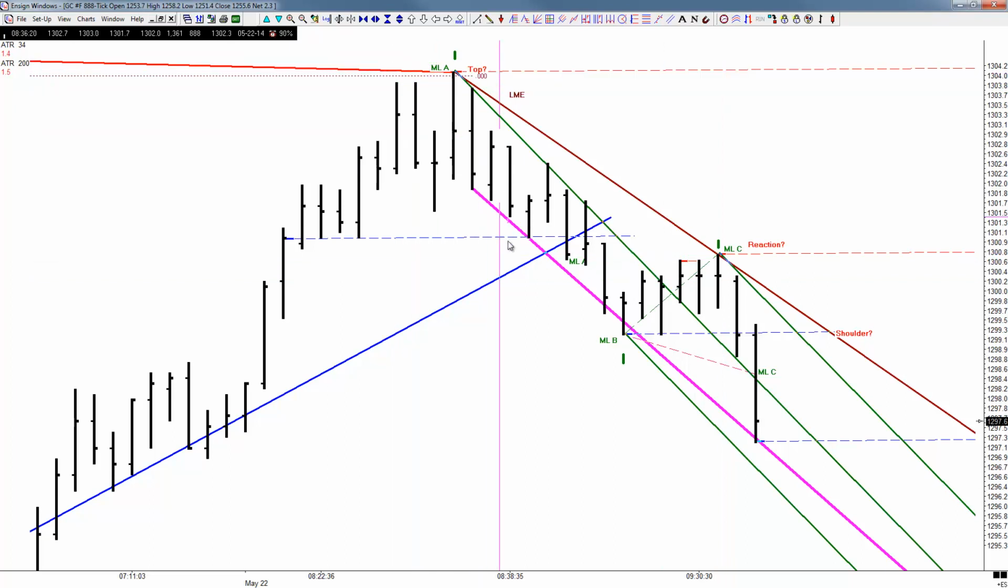This is the first pullback. I can't use this for a stop, it's too far away. So instead, first pullback. We can reverse these. Okay? But what Amos said was, don't sell the top, wait for a weak reaction, then sell the shoulder. Okay? Now we need a stop.